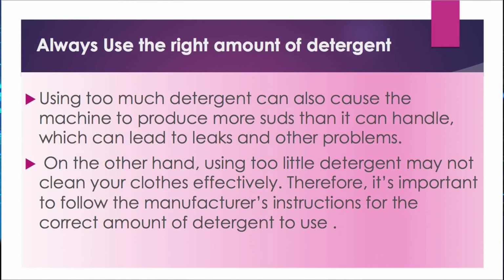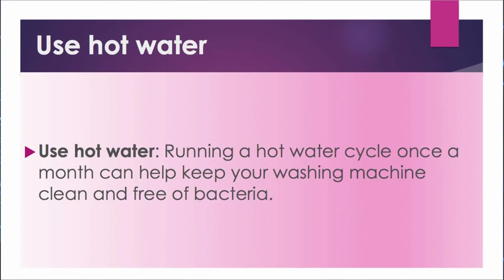On the other hand, using too little detergent may not clean your clothes efficiently. So therefore, it's important to follow the instructions given in the manual. So the correct amount of detergent always has to be used. Next important point, use of hot water. Running a hot water cycle once a month can help keep your washing machine clean and free of bacteria.